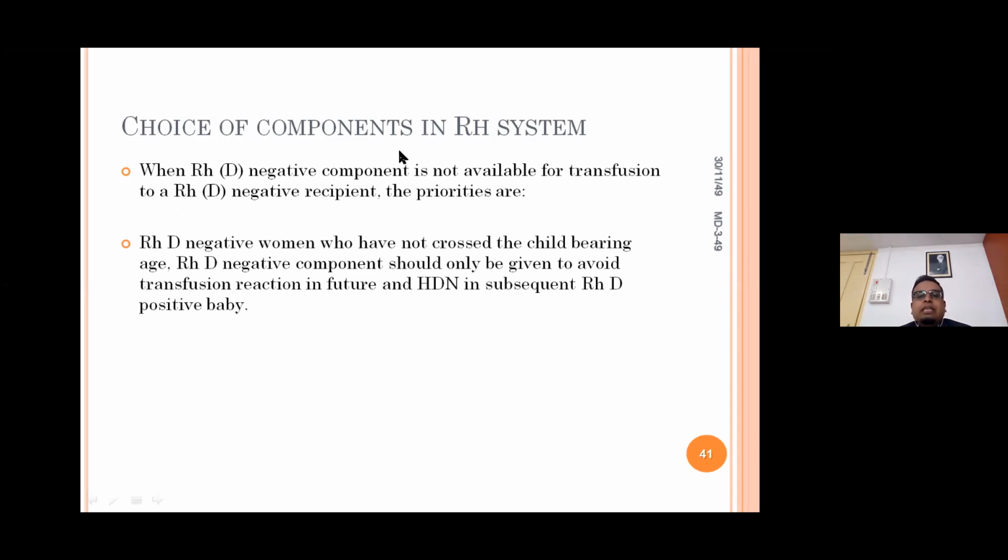Now, choice of components in the RH system. Obviously, when an RH negative component is not available for transfusion, what should be our priorities? If an RH negative component is not available for an RH negative recipient, we have to see if it is an RH negative woman who has not crossed the childbearing age. Then an RH negative component should only be given, to avoid transfusion reaction in future and hemolytic disease of the newborn in a subsequent RHD positive baby.